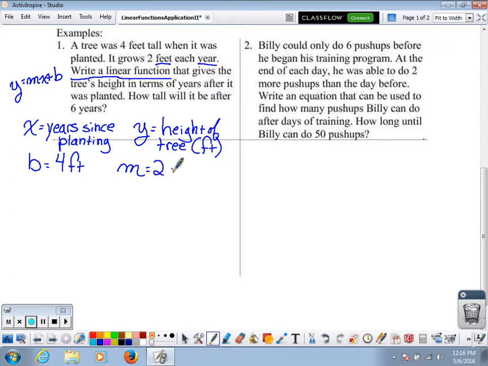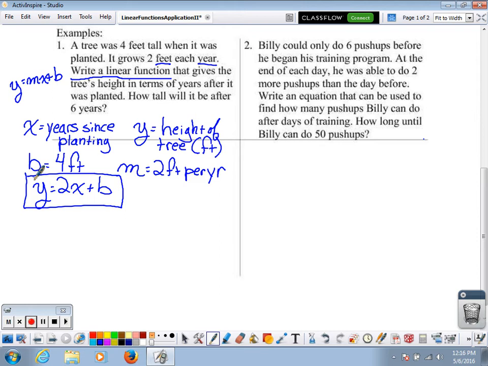2 feet per year. So now, I have what my x and y are. I have b and I have m. We can say y equals 2x plus b. And that is my linear function.